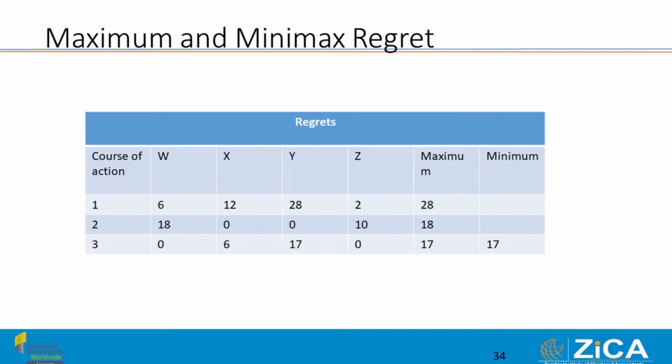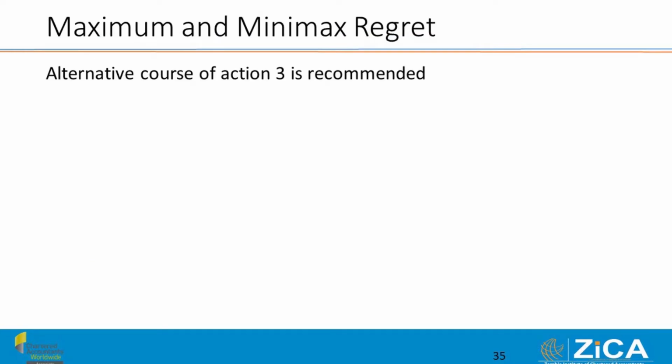28 for action 1. We have come up with 18 for action 2. We have come up with 17 for action 3. Now you minimize the maximum regrets, and you'll see that the minimum is 17. And that's how we end up choosing the course of action as 3.